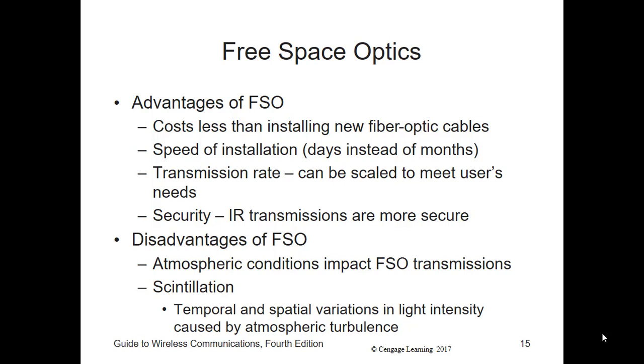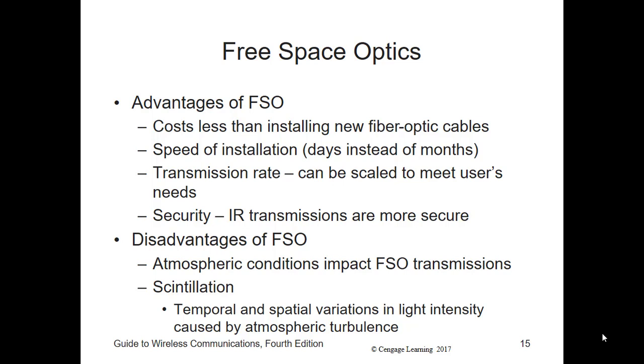Now, with every advantage, you're going to have a disadvantage. Some of these disadvantages to an FSO are atmospheric conditions, which obviously will have an impact. Scintillation is the temporal and spatial variation of light intensity caused by atmospheric turbulence. Turbulence caused by wind and temperature variations can create pockets of air with rapidly changing densities. These air pockets can act like prisms and lenses that distort the FSO signal.